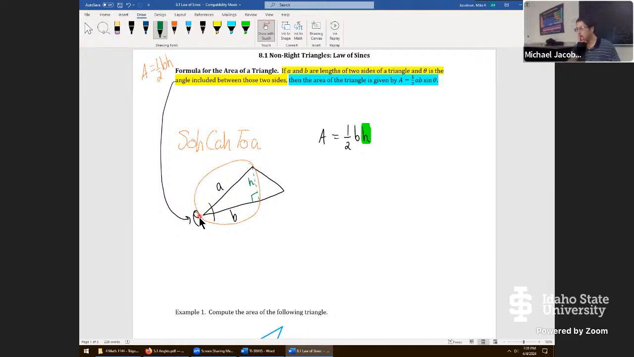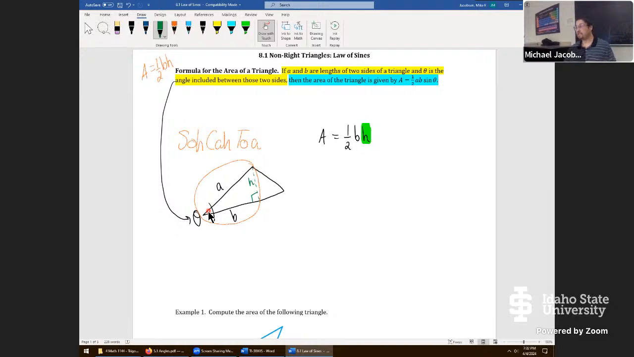Sorry, say again. Well, this would be a 90-degree angle right here. Because when we drop down, it's a height, so this line right here has to be perpendicular. So this would be a 90-degree angle measurement. And we're just looking at this portion right here for SOHCAHTOA. But does that answer your question about that triangle?